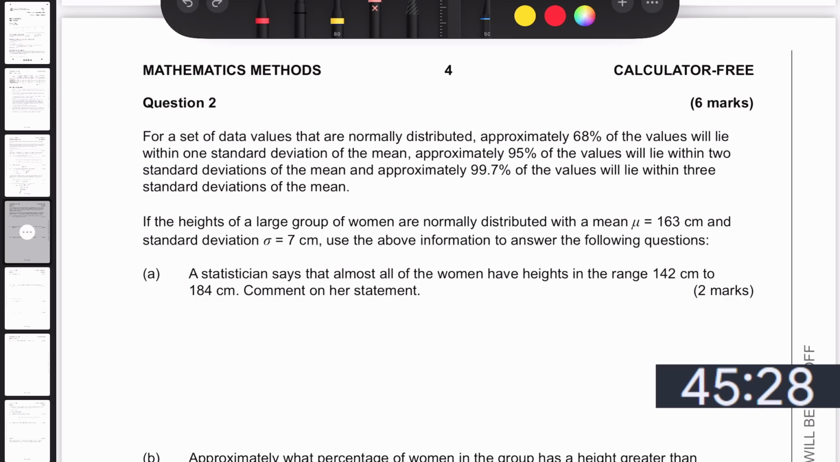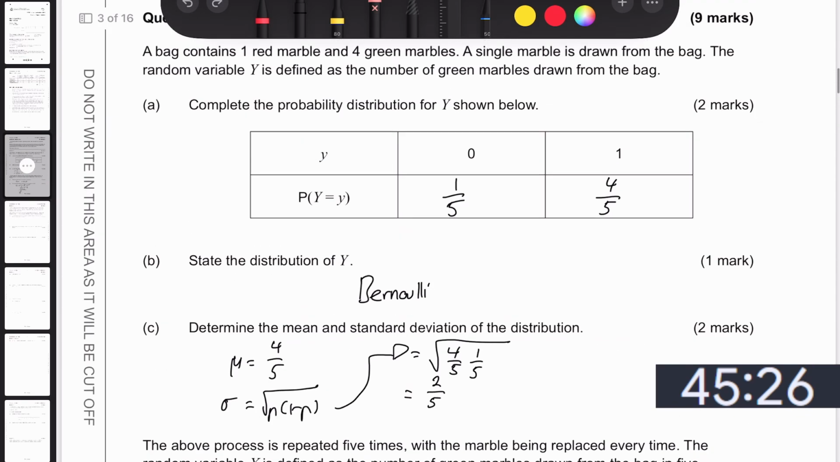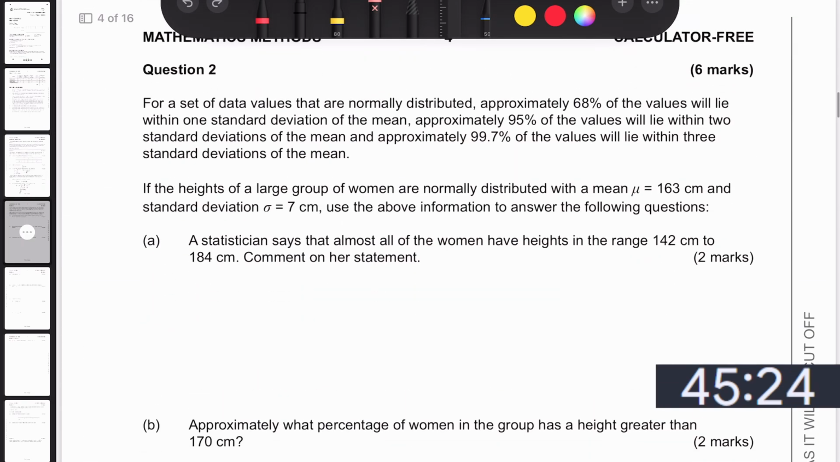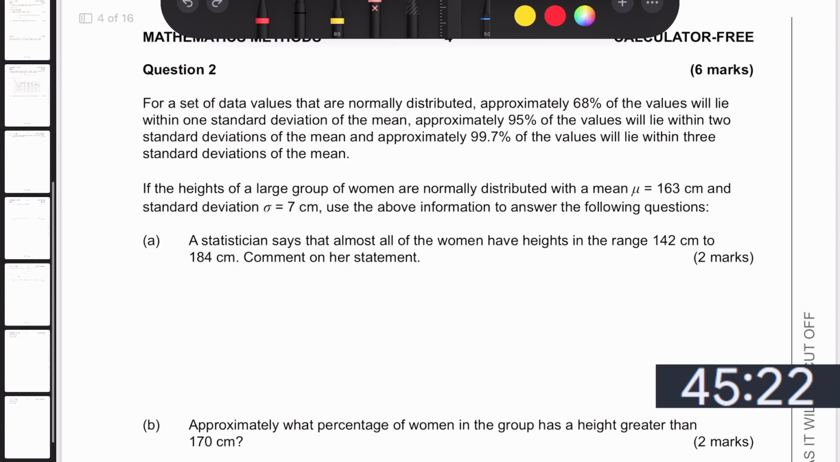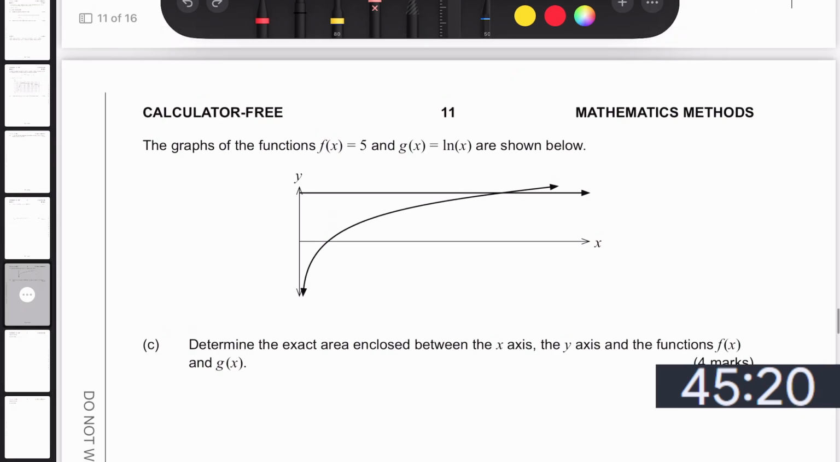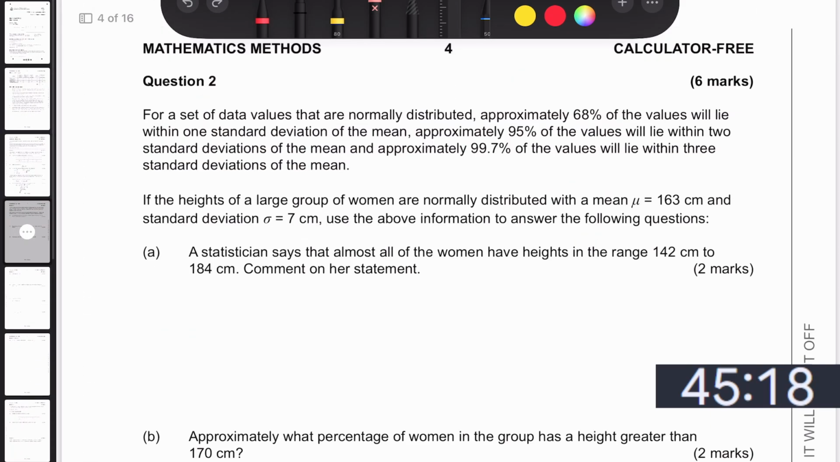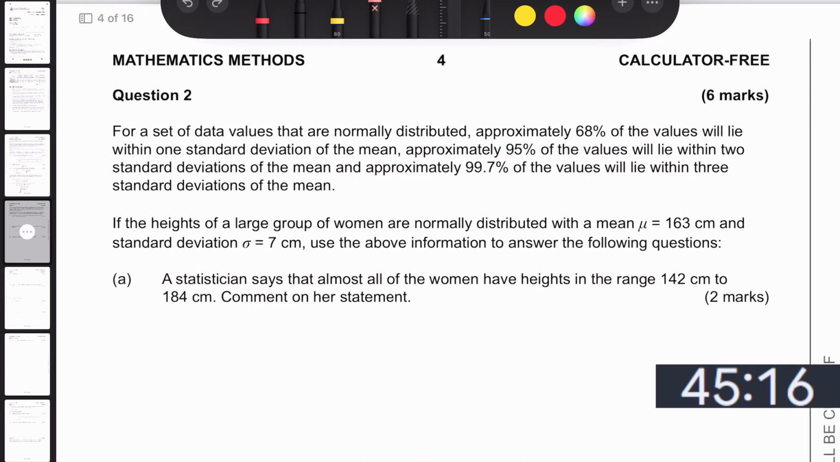Question 2, a set of data values. Wait, how many marks was that? 9 marks, okay. Normally, let's see how many questions are in total. Looks like we have up to page 11. Okay. If the heights of a large group of women are normally distributed with a mean of 163 and standard deviation of 7, use this information to consider the range of 142 to 184.